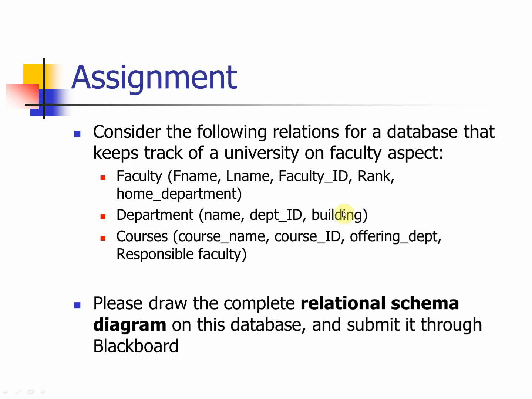Based on the information, you need to think about which attribute is referencing what attribute. And again, the foreign key concept indicates that a table's foreign key references another table's primary key. That is the key thing to think about when you draw the foreign key. So I want you to draw the complete relational schema diagram of this database and submit this through the Blackboard.